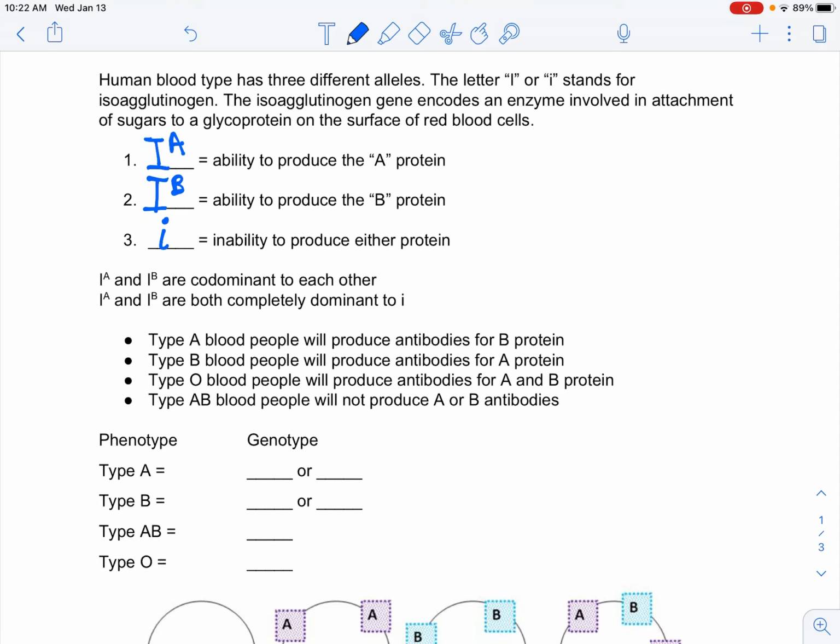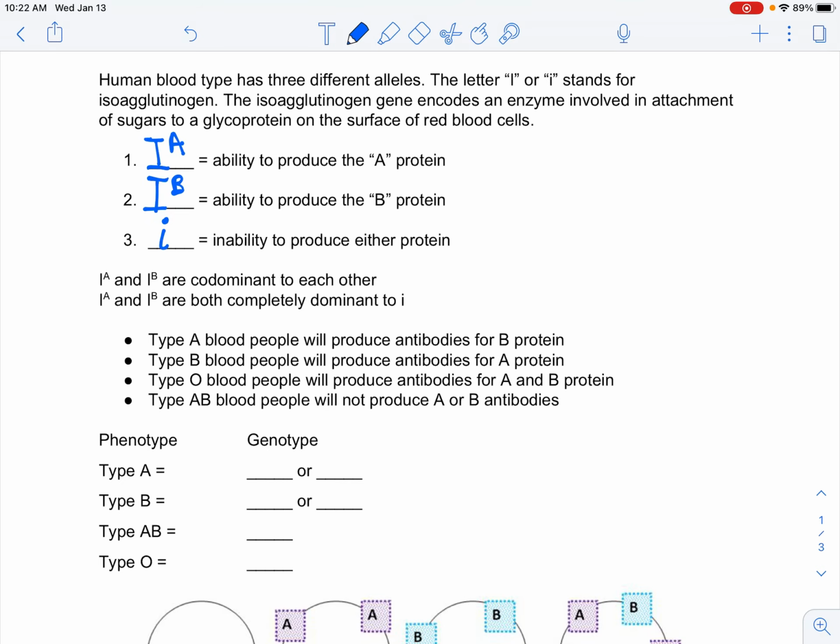And then the concept is that these are considered dominant, so we're going to call them codominant to each other. One doesn't suppress the other. They'll both be expressed if you have both of them. And then the little i is recessive because it doesn't do anything.